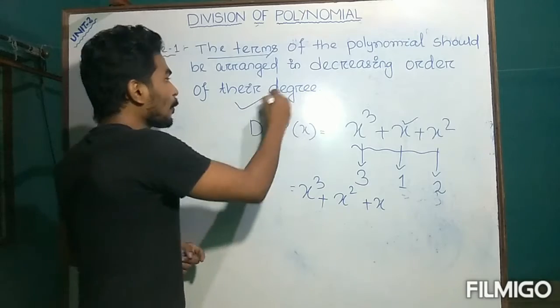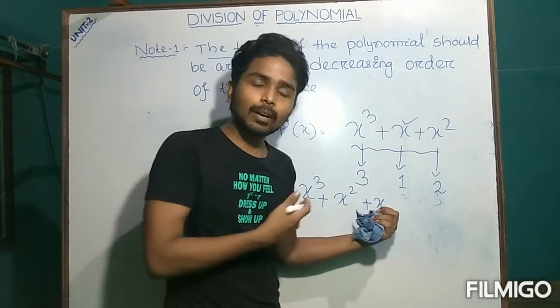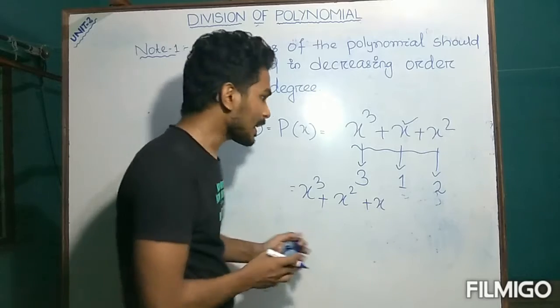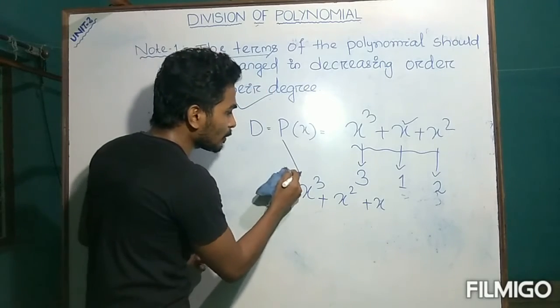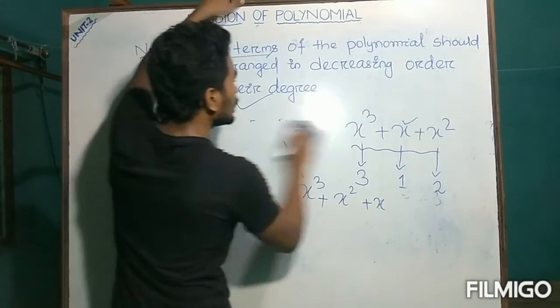Okay, this is the point described. So all the terms should be arranged according to the definition. Okay, so the polynomial will be arranged in this manner. So let us take one more example.